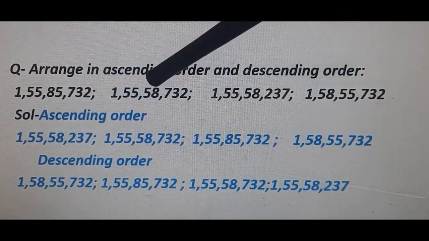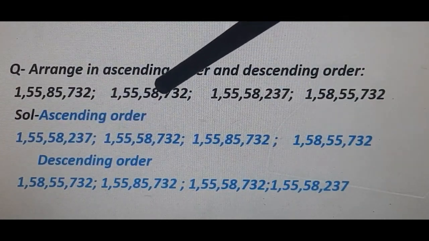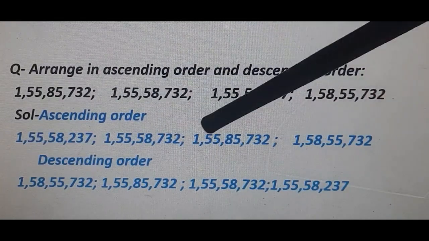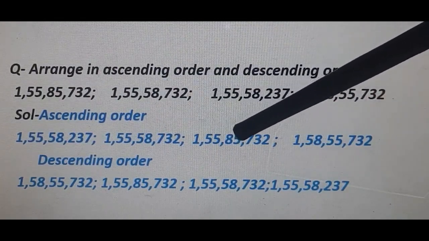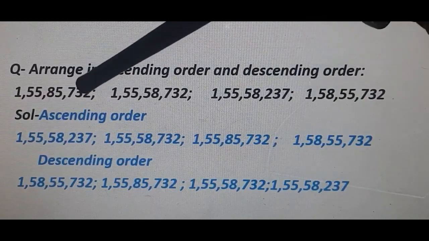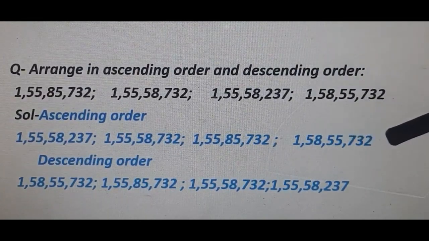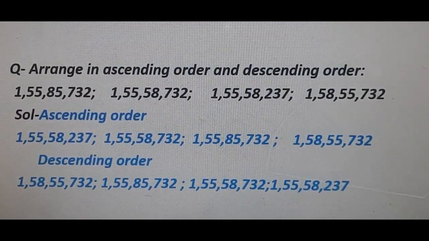1,55,58,237. Then 1,55,58,732. Then 1,55,85,732. And then 1,58,55,732. Understood? In this way you have to first compare and then you will write down in ascending order.